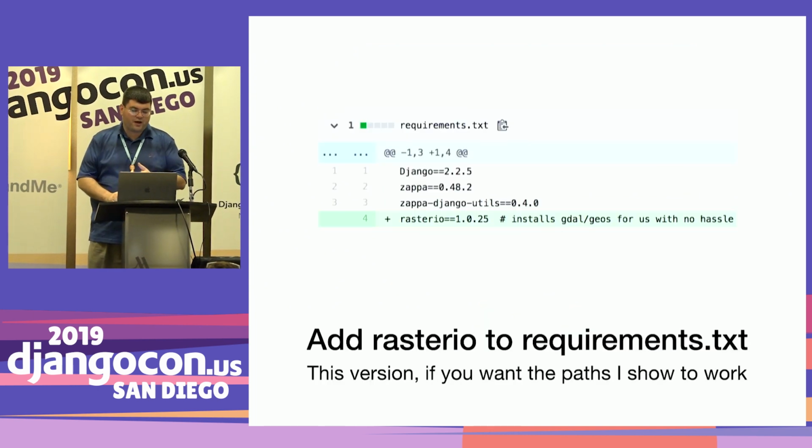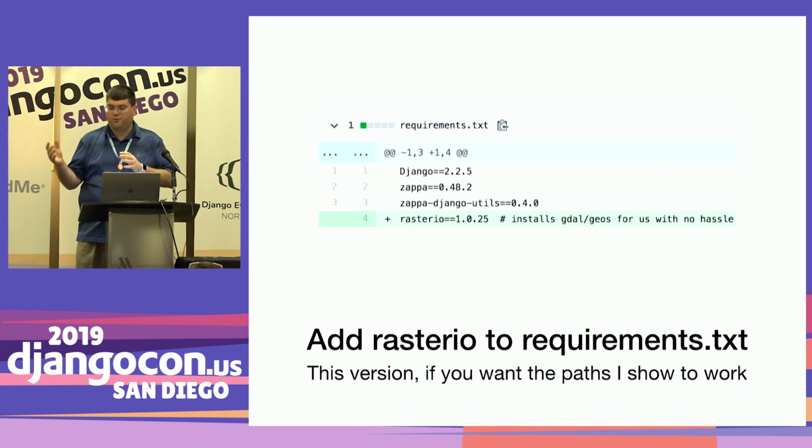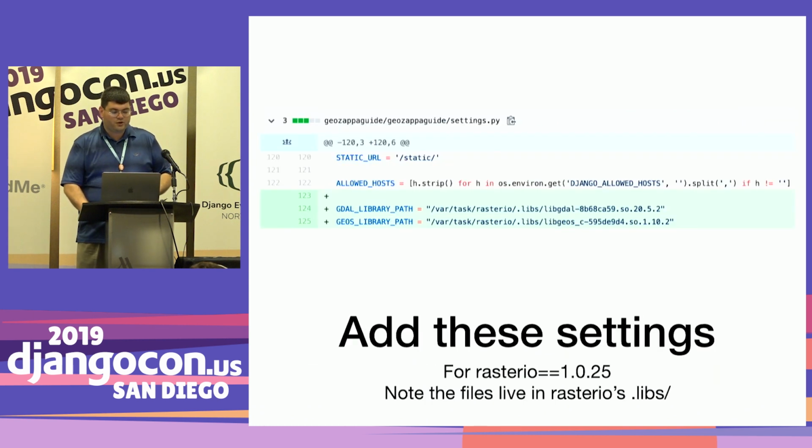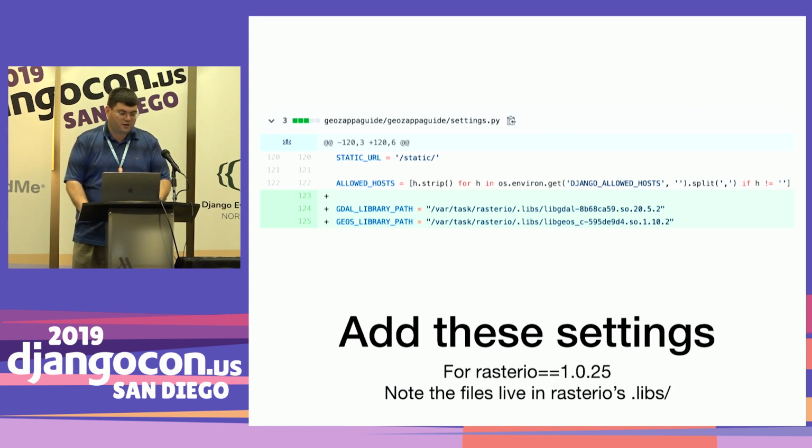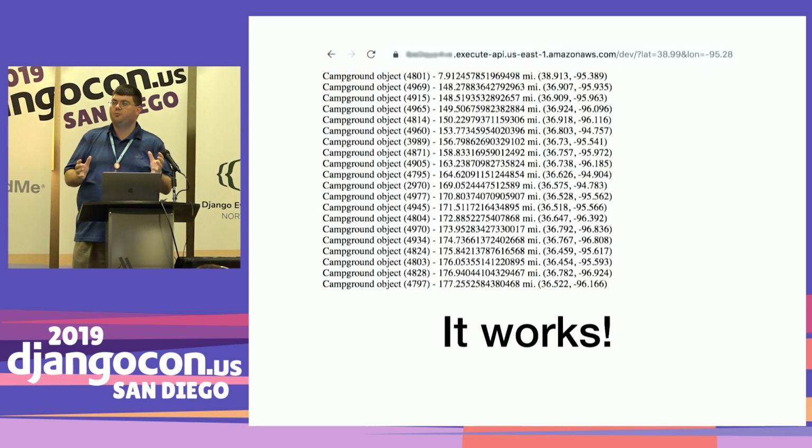So if you add rasterio, which is a geographic library for dealing with raster or kind of traditional image data, to your requirements file, and then this version is important if you want the paths that I specify to work. Go into your settings file and specify your GDAL, or Geospatial Data Abstraction Library, and GEOS, or Geometry Engine Open Source libraries as these. Update the Zappa function, you will begin to be able to do GeoDjango queries as long as you have a spatial database.